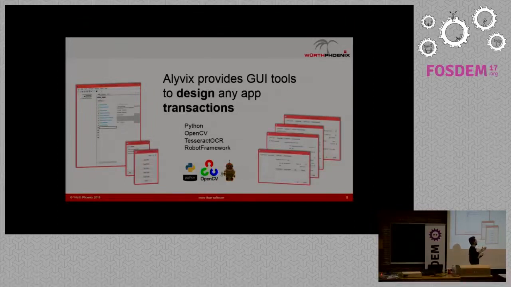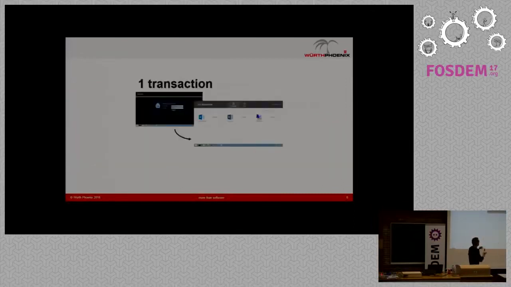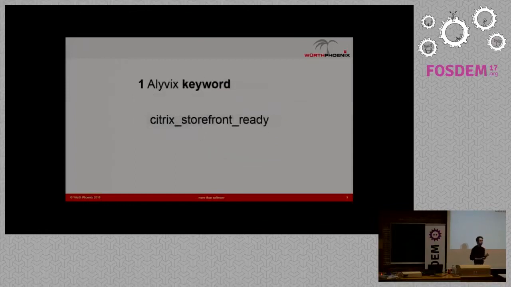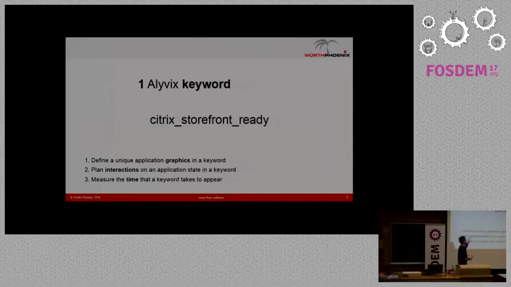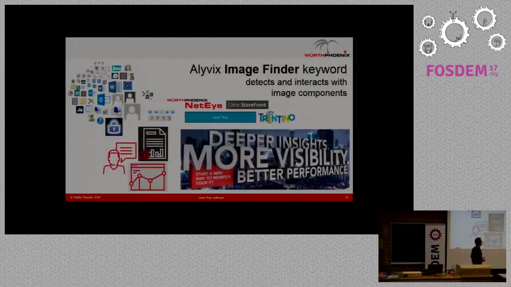Well, it's made with Python, OpenCV, Tesseract OCR, and Robot Framework. So basically, the idea is that you have a transaction, and you want to convert this transaction into one custom Alyvix keyword. So defining graphics on those transactions, planning interaction to it, and finally measuring the time the keyword takes to appear on the screen.